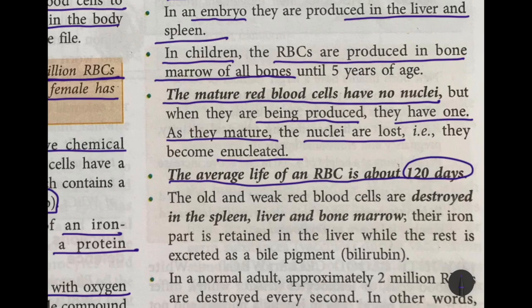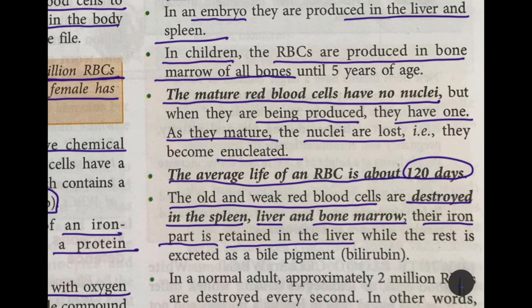Now, the average life of an RBC is about 120 days. Once it is produced in the bone marrow, it comes out, and after that it lives for only 120 days. The old and weak red blood cells are destroyed in the spleen, liver, and bone marrow. And when they are destroyed, remember, the iron part, that is the hemin, is retained in the liver. It is kept back in the liver, while the rest is excreted as bile pigment, which is also known as bilirubin, which is responsible for giving you the yellow color, especially in jaundice, and even urine is yellow in color, if you remember. So that is known as bile pigment.